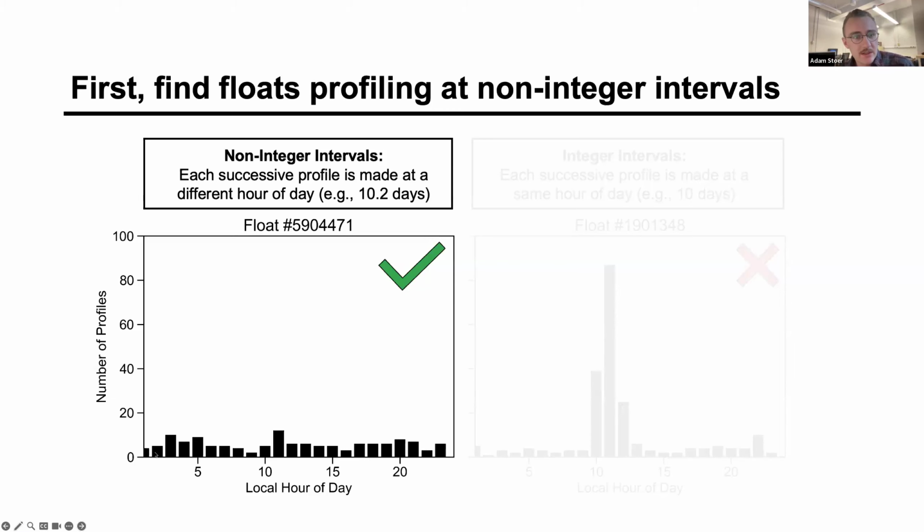In this case, you have a float where, in this histogram, you have profiles that are roughly taken equally throughout the day over its lifetime of several years.